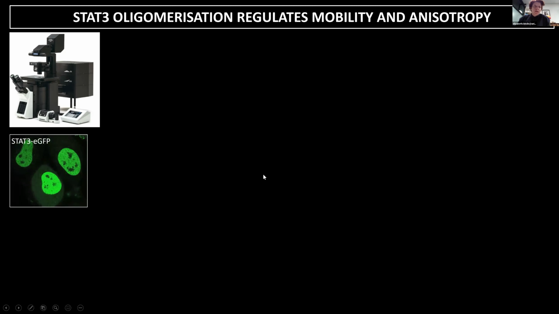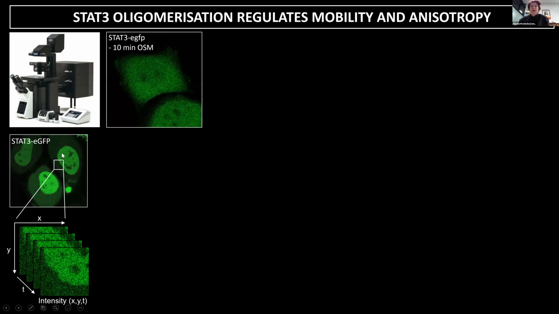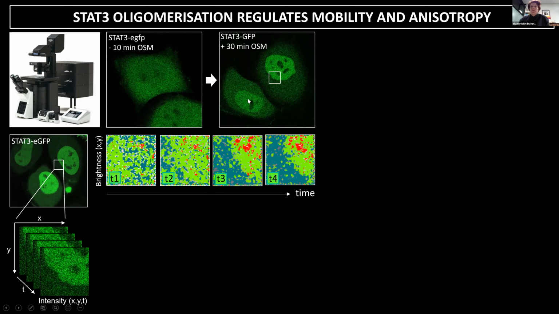So here we have STAT3 accumulating in the nucleus. We acquire our time series of intensity images as a function of time, and we see that there's a nuclear accumulation of this transcription factor. If we look at the dynamics of this protein before stimulation versus after, you can see there's a massive redistribution from the cytoplasm to the nucleus.